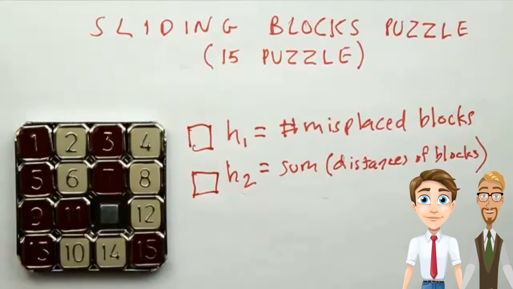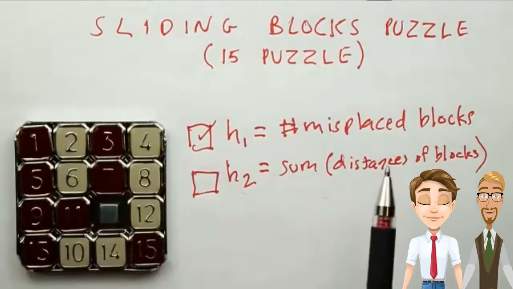The title is Sliding Blocks Puzzle, 15 Puzzle. On the left, it's a puzzle example, which is a 4x4 grid. Each block has a number on it. There's an empty block so that you can slide blocks to get a certain configuration. Now, we have 2 heuristic functions. H1 is the number of misplaced blocks. H2 is the sum of distances of blocks. The question is whether these 2 heuristic functions are admissible.